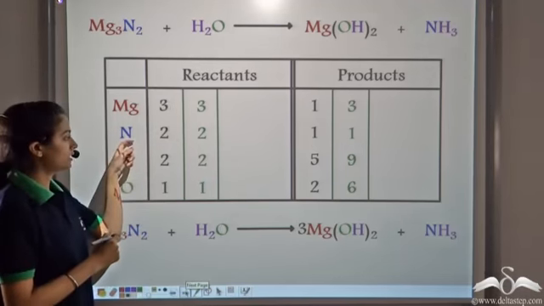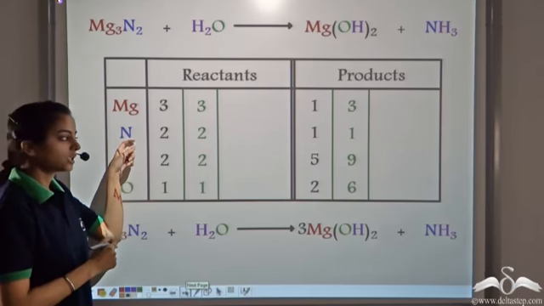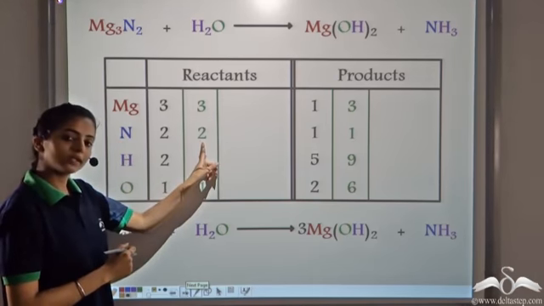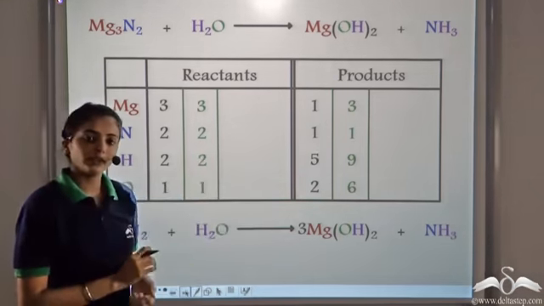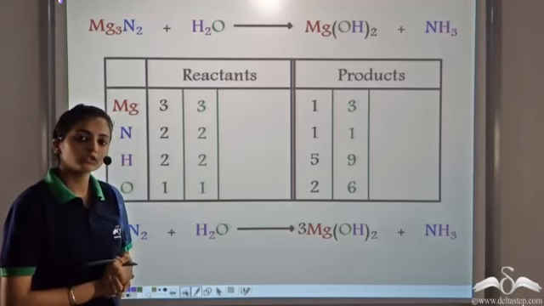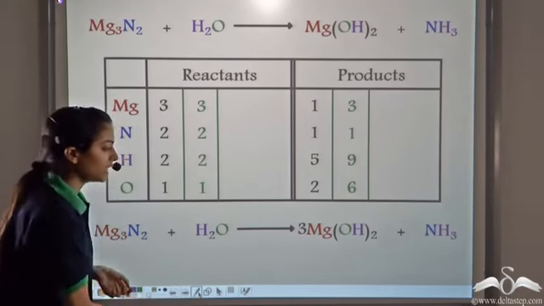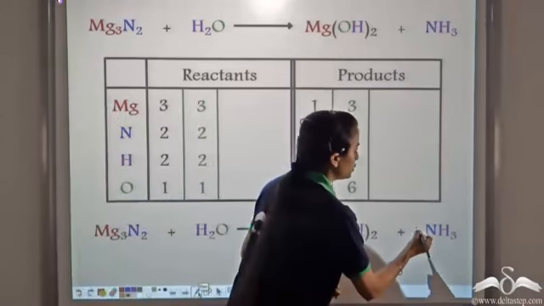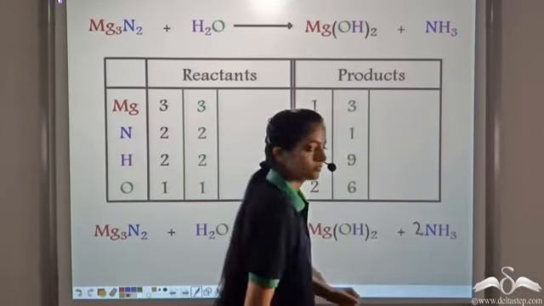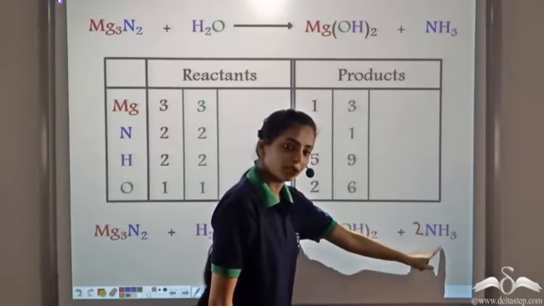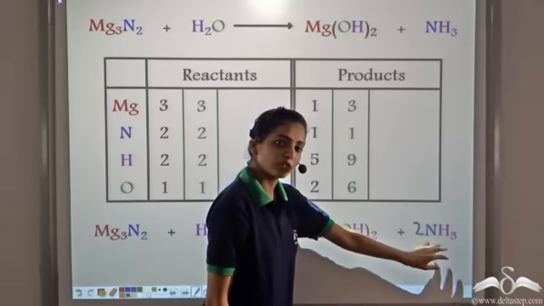Let's look at the other element, which is nitrogen. On the reactant side, we have 2 atoms. On the product side, we have 1 atom. How can we balance nitrogen now? We can balance nitrogen by multiplying ammonia by 2. So when we multiply this by 2, that is, we take 2 molecules of ammonia.